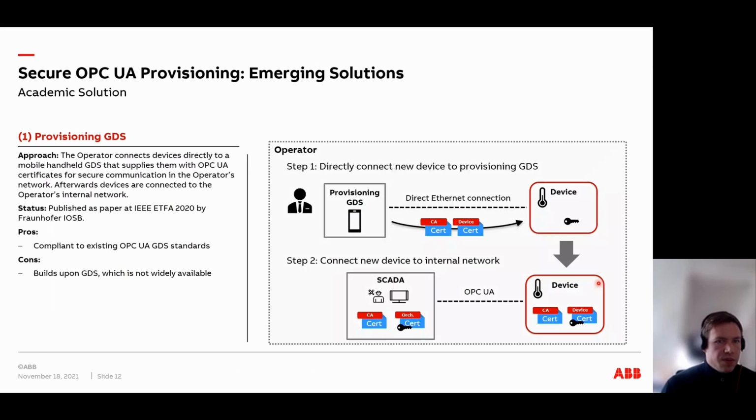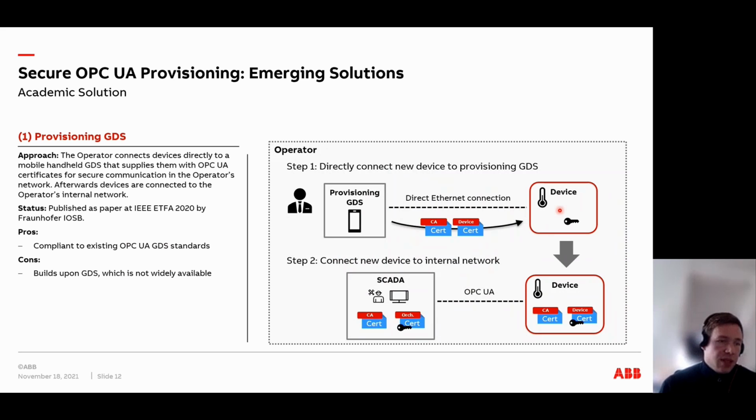So let's start with the first solution, which is actually the scientific solution, because it has been proposed by our project partner, the Fraunhofer ISB, and it has been published last year at the EDFA conference. The idea is that the GDS is not implemented as a server in the internal network, but instead the GDS is implemented as a small handheld device that allows the operator to directly connect the GDS to the device that should be provisioned.